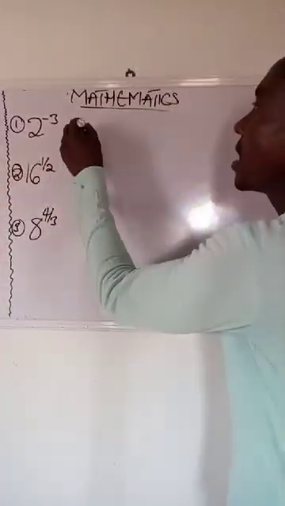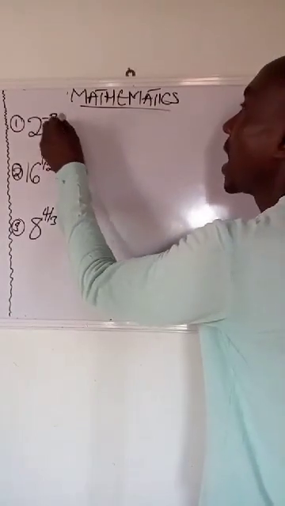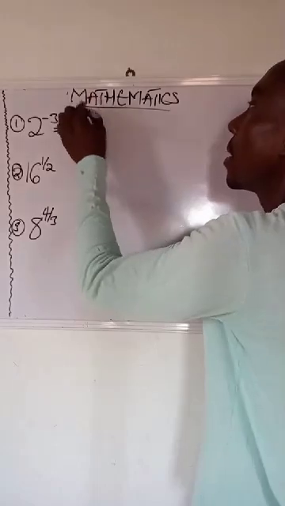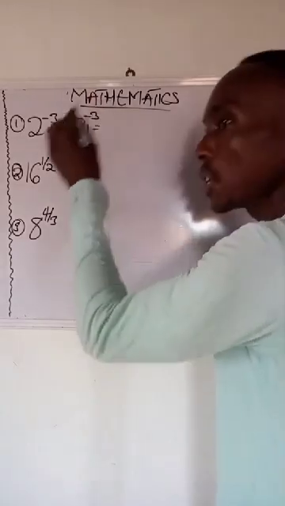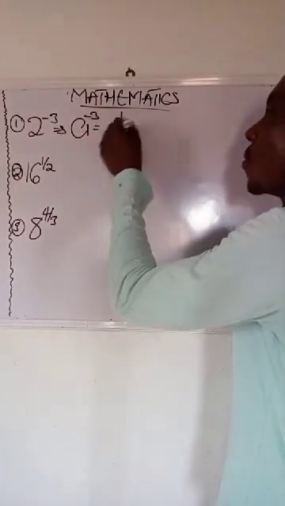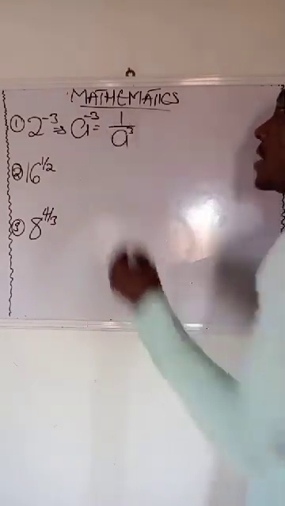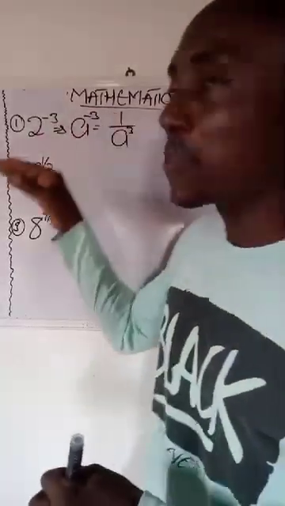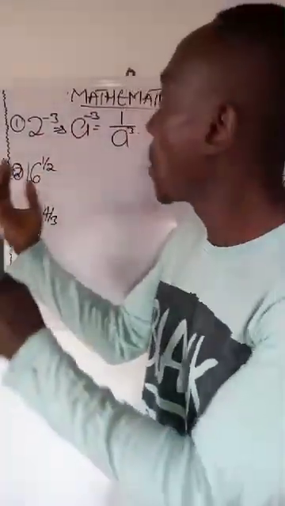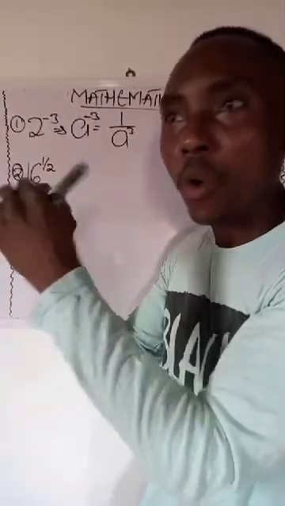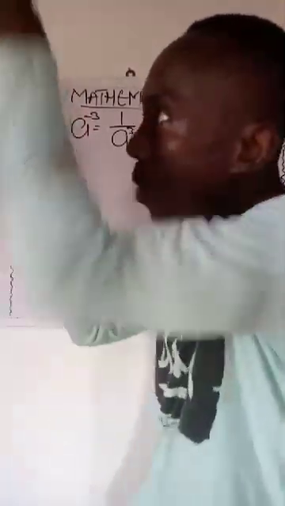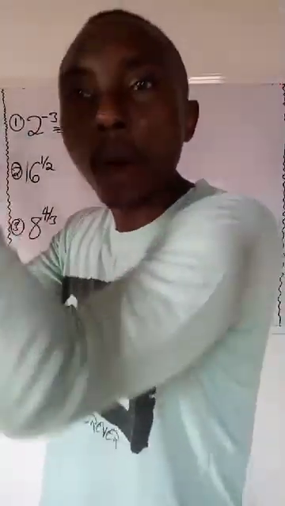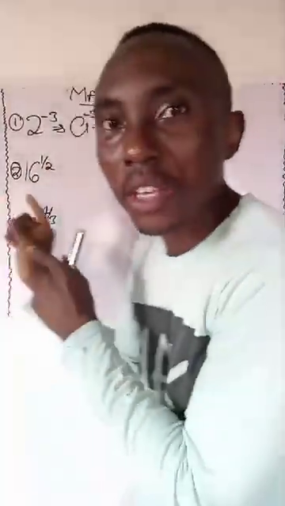Let's say I have a raised to power minus 3. This will be equal to 1 over a raised to power 3. So this simply means that the negative sign will be removed and we are going to get the inverse of the power, which is 1 over that power remaining at the top of the base.